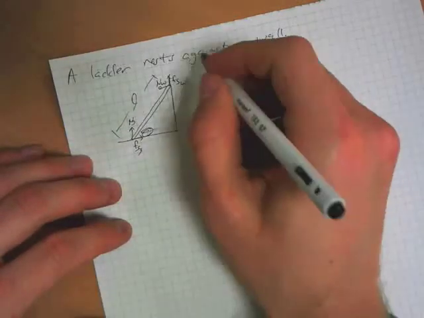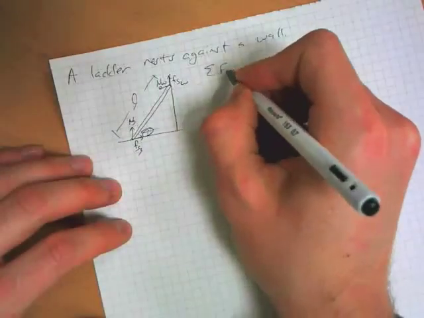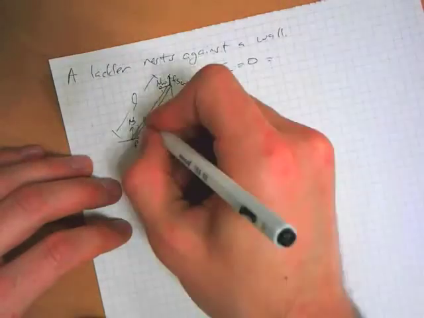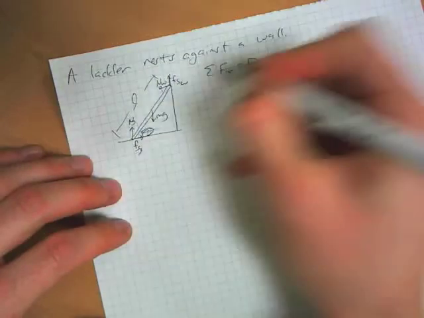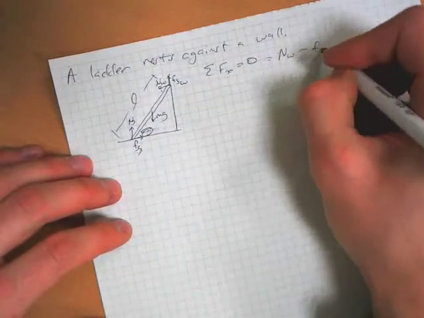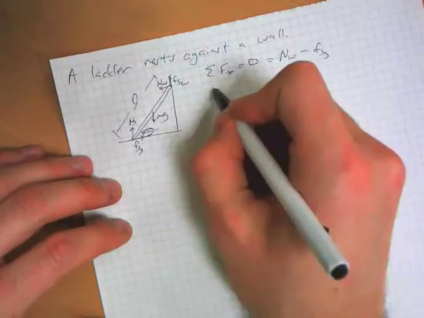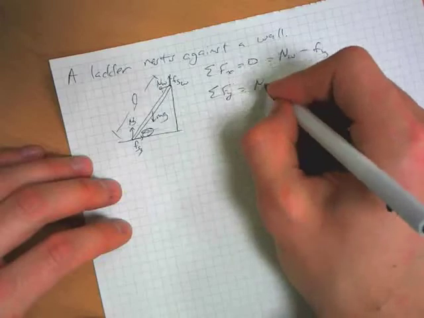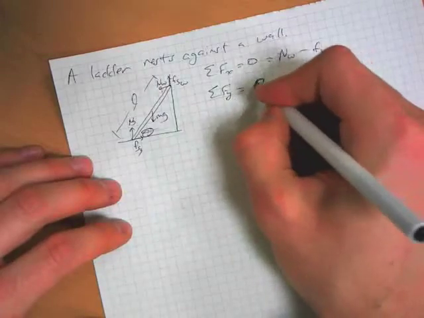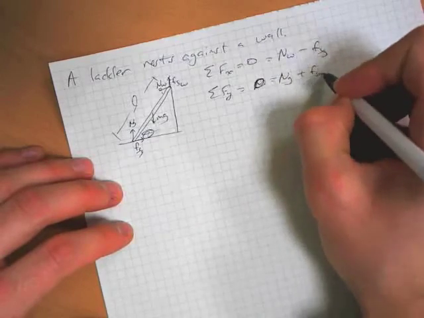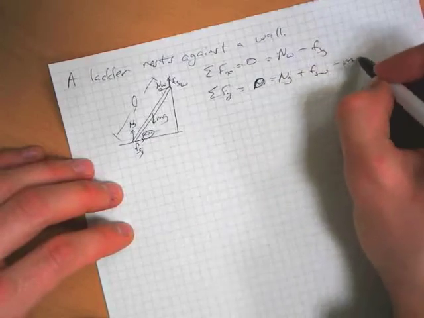Let's look at our forces first. In the x direction, all we have are, oh, and we also have the gravitational force acting on the ladder, of course. In the x direction, we have the normal from the wall, and we have the friction from the ground. In the y direction, this is 0. We've got the normal from the ground going up, we have friction from the wall going up, and then we have mg going down.